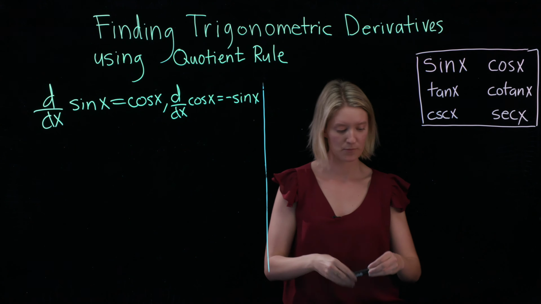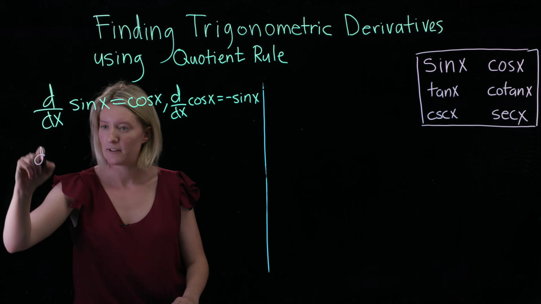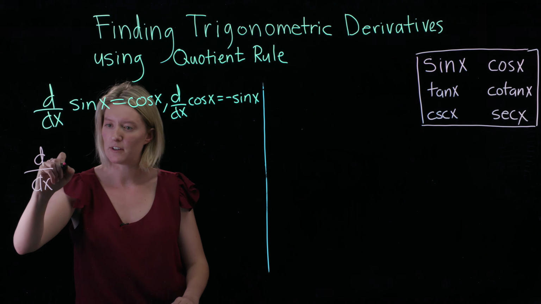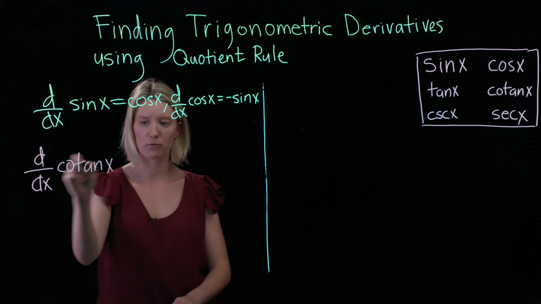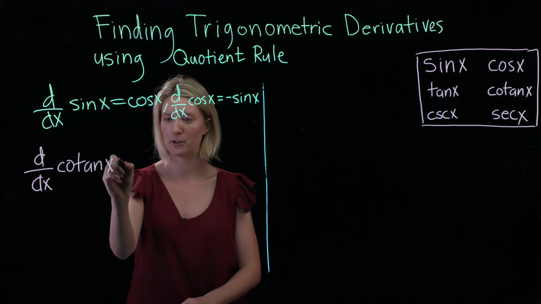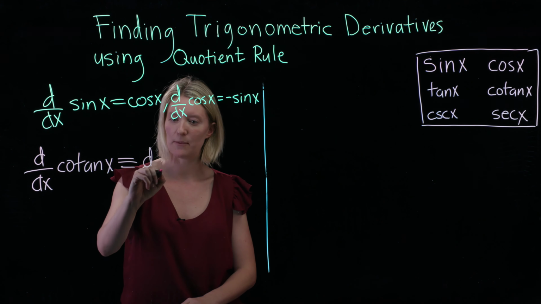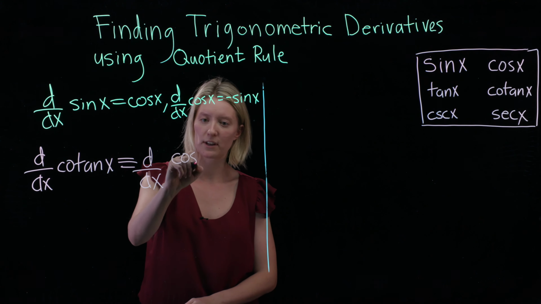So to start, I'm going to find the derivative of cotangent of x. And my strategy is going to be to rewrite this in terms of sine and cosine, since that is derivatives that I already know. So this would be the same as the derivative of cosine of x over sine of x.